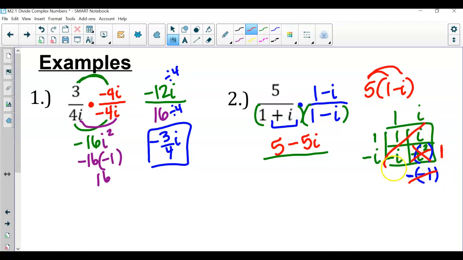And again, notice here what happens to our i's. They go away, right? i minus i, 0. So really you're just left with 1 plus 1, which is 2. So there you go. Notice how we ended up with just our real number in the denominator. And I cannot simplify, so we're done here.